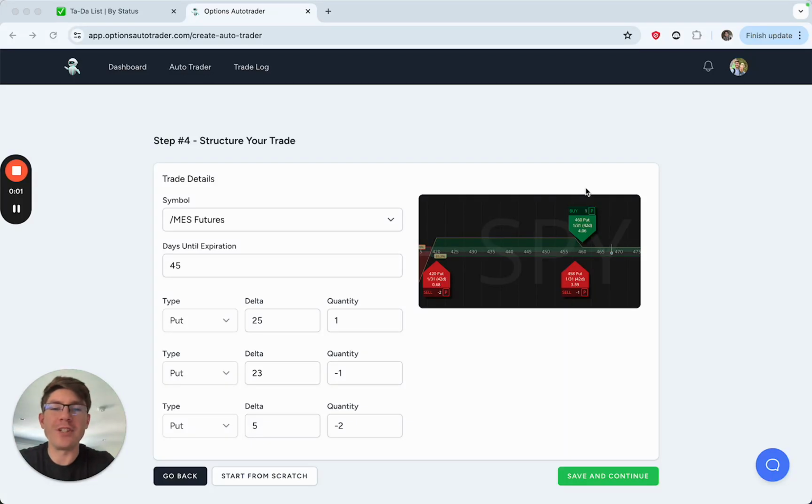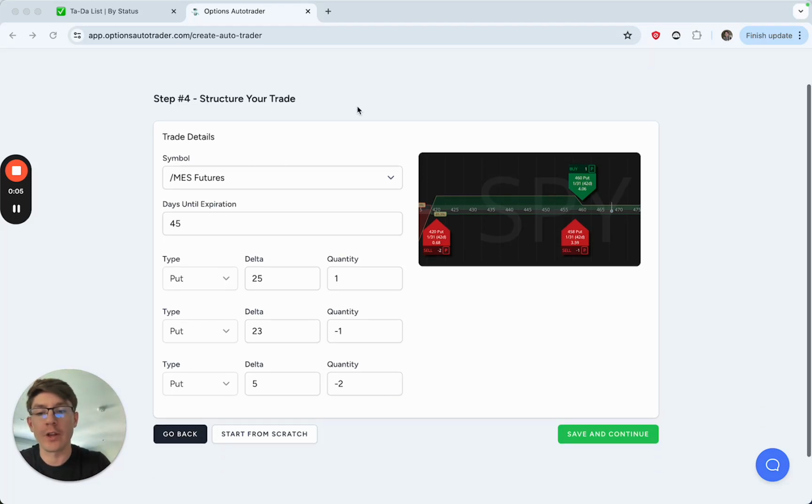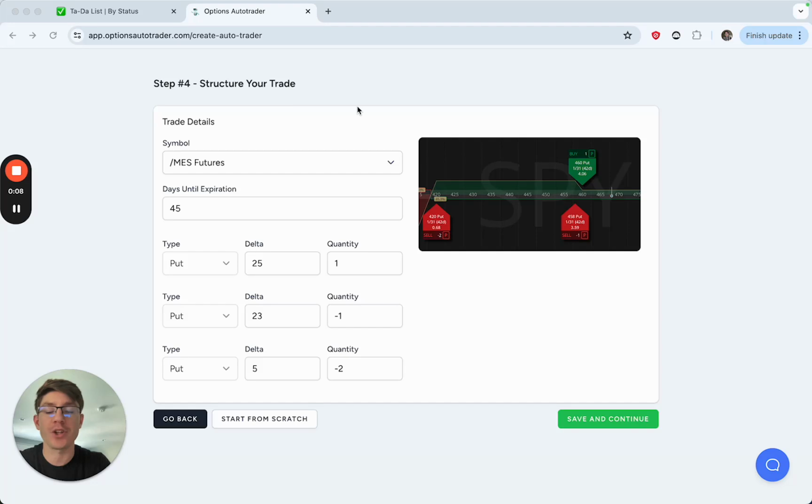Hey Options Auto Trader team, in this video I'm going to walk you through what the trade details are for the Auto Trader. So let's walk through each one of these settings so that you understand it completely. The Auto Trader will never do what you do not tell it to do, so let's make sure you understand what you're telling it to do.